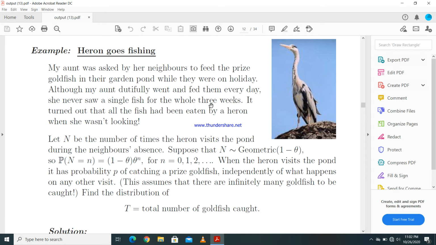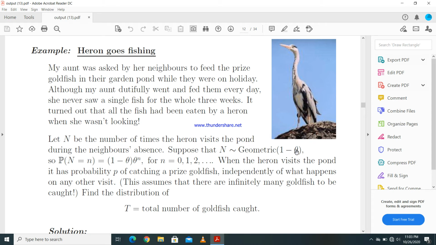So the capital N is the number of times the heron visits the pond during the neighbor's absence. That is when this aunt is not visiting the pond, right? So the heron has visited the pond and has eaten a fish. So capital N is the number of times that the heron has visited this pond when the aunt was not there, right? And it says this capital N has a geometric distribution with parameter 1 minus theta.